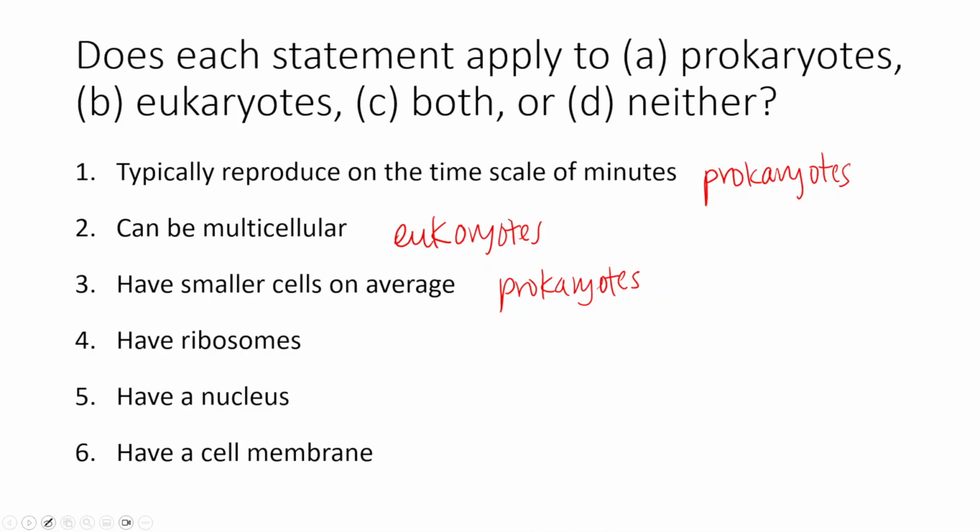Both, yes. Both prokaryotes and eukaryotes need to be able to make proteins to do their jobs, and to do that, they both need ribosomes, because ribosomes help make proteins out of an RNA template. Okay, so which ones have a nucleus? Yeah, eukaryotes, excellent.